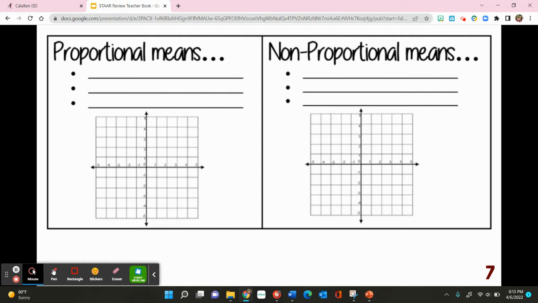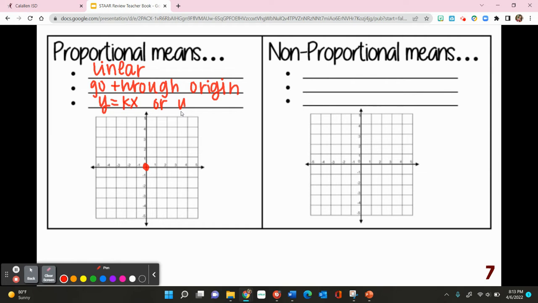When we're talking about proportional, it means that your graph is linear. And when we mean linear, that means that it forms a straight line. Also, in order for it to be proportional, it has to go through the origin. And remember, the origin is (0, 0). So here our graph will cross this point. And lastly, it has to be in the form y = kx or y = mx.